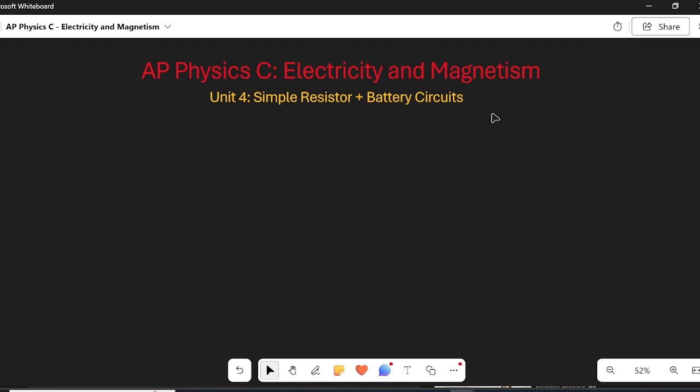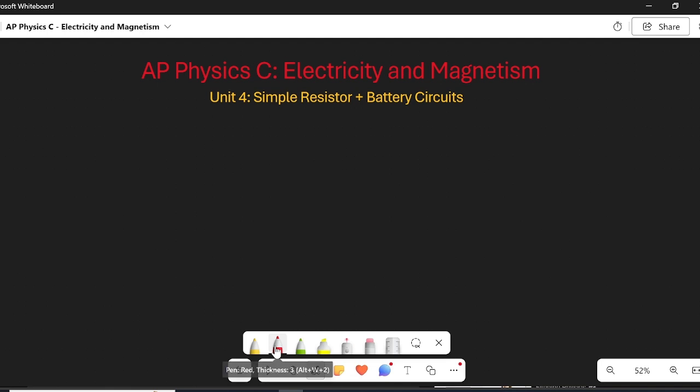To start off, we'll go over the definition of electric current. This unit is going to be all about current and how it interacts with resistors, so it's good that we first start by defining it. Current, as we defined in the very first lesson, is equal to the derivative of charge with respect to time. This makes sense because charge has the units of coulombs, and current has the units of coulombs per second.